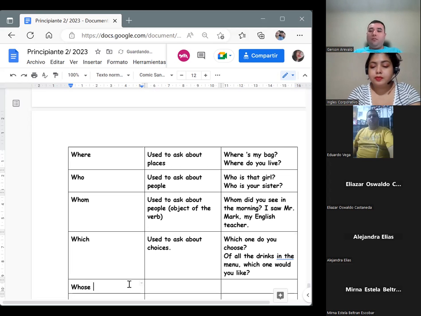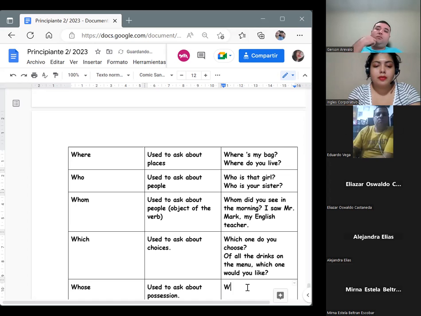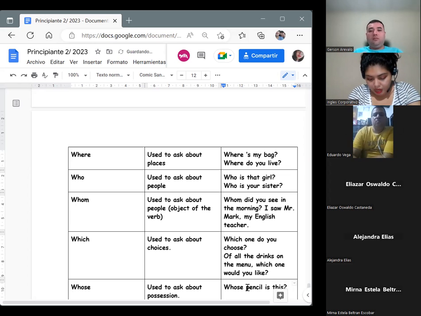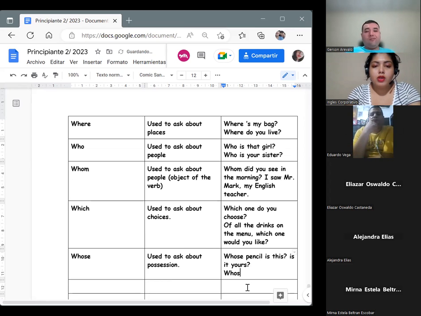Then we have whose. This one is used to ask about possession. Aquí preguntamos por la posesión. ¿A quién le pertenece algo? And we say, whose pencil is this? And we can answer at the same time. Or making another question like this one. It is yours. Is it yours? Es tuyo. Or we can say, whose books are these? ¿De quiénes son esos libros?